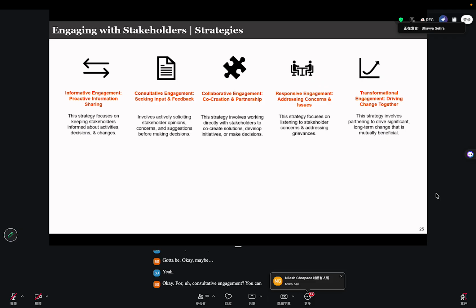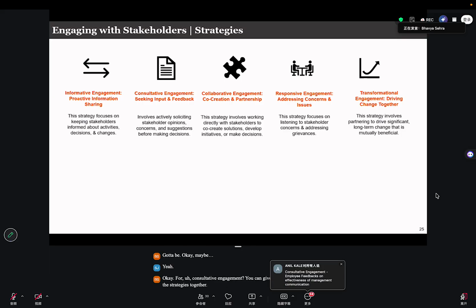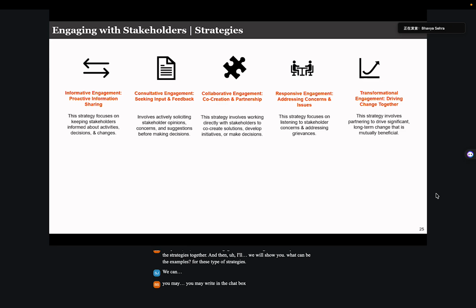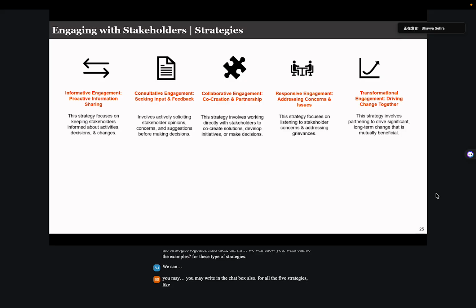You can give all the examples for all the strategies together, and then we will show you what the examples for these types of strategies can be. You may write in the chat box also, for all the 5 strategies, like Anil wrote: consultative engagement, employee feedback on effectiveness of management communication.